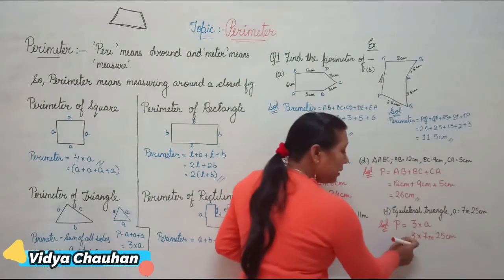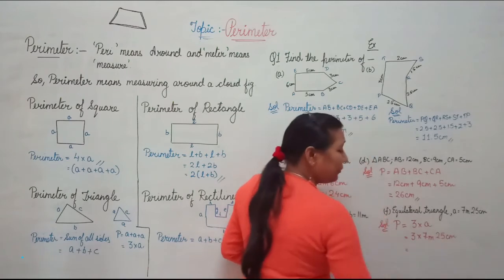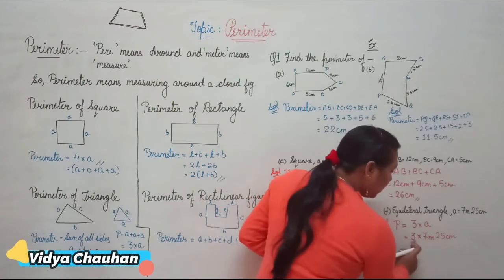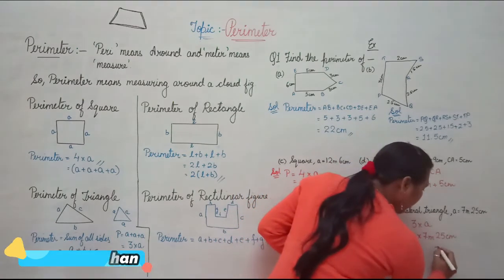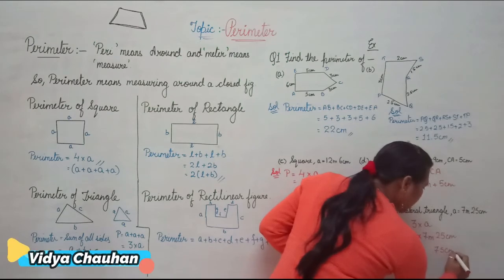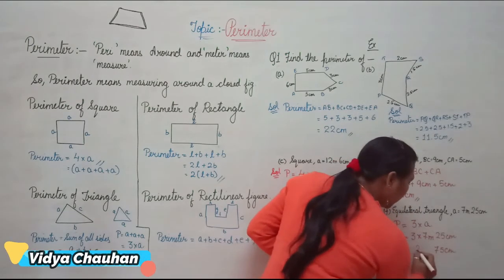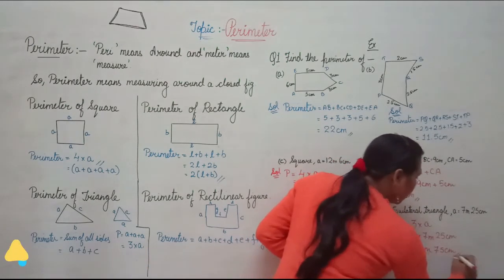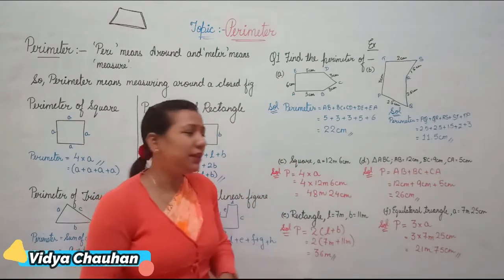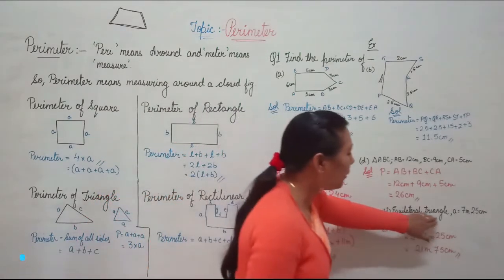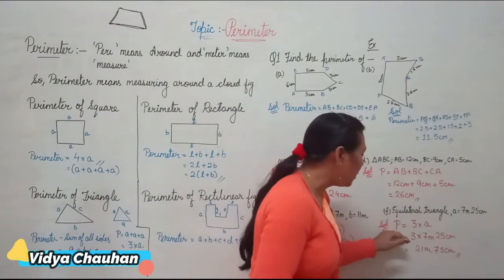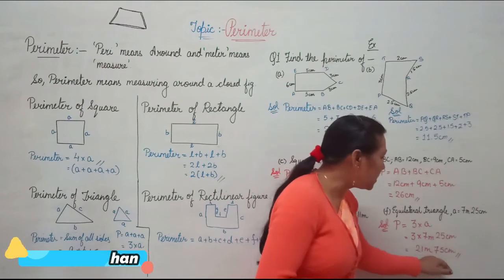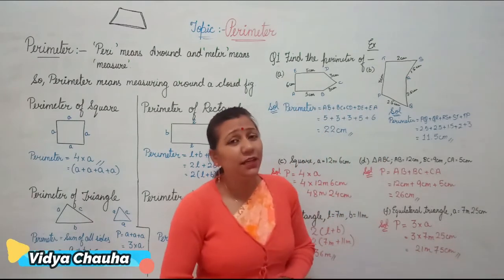Now it's time to multiply 3 with 7 meter 25 centimeter. So I will be multiplying here. 25 into 3 will give 75 centimeter and 7 into 3 will give us 21 meter. So students, with this we have calculated the perimeter of an equilateral triangle also, and the perimeter is 21 meter 75 centimeter.